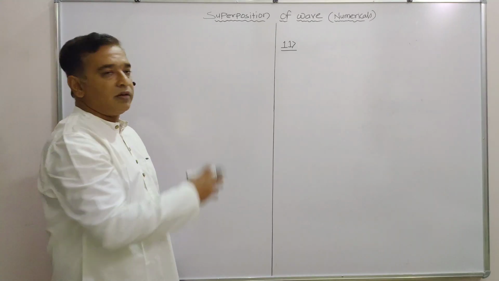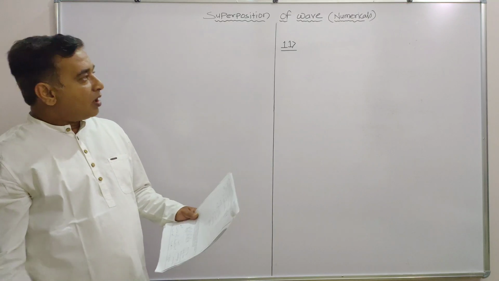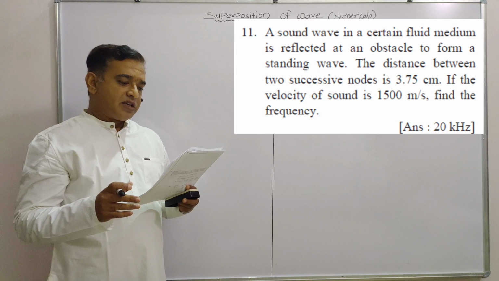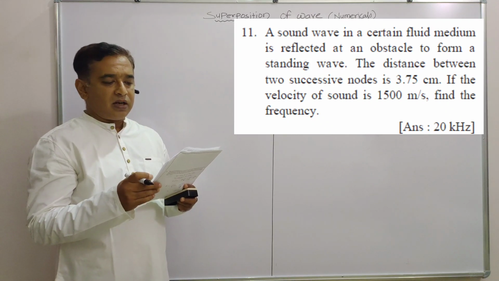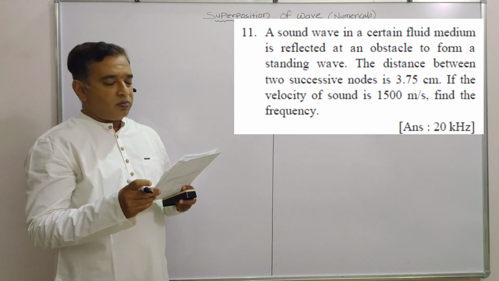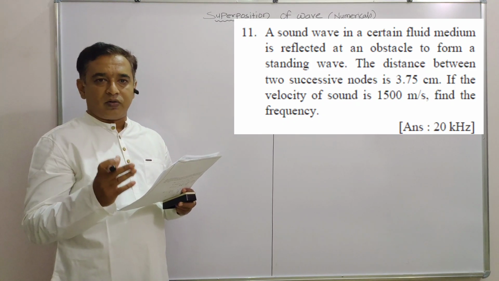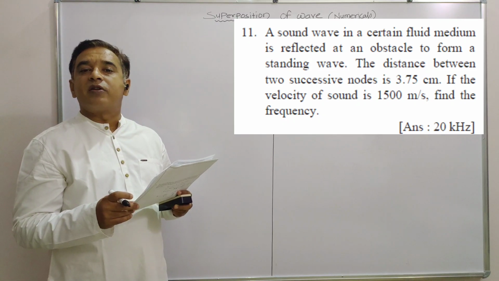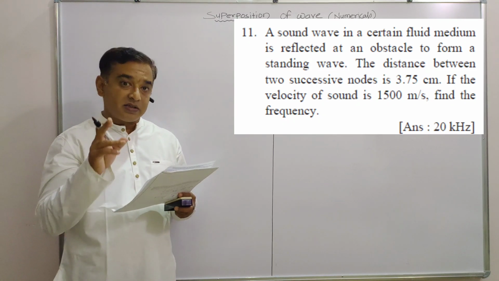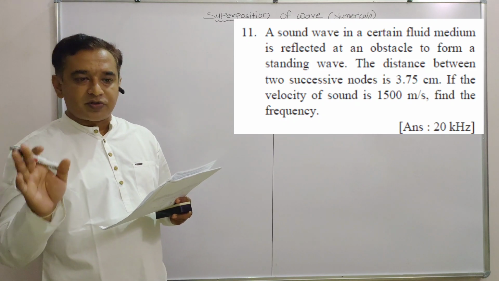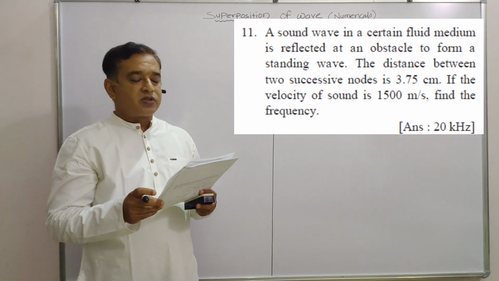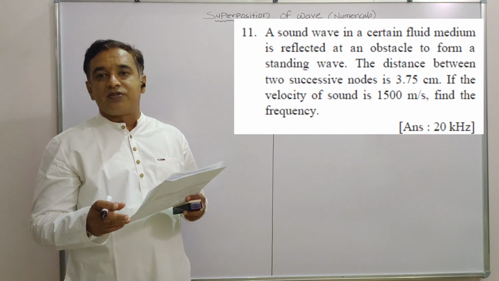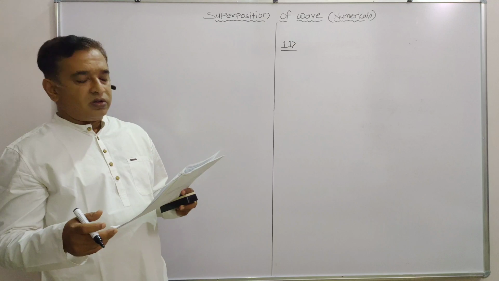Now we have problem number 11. See the problem, I am going to read that. A sound wave in a certain fluid medium is reflected at an obstacle to form a standing wave. Obviously the standing wave is formed in the form of nodes and antinodes. The distance between two successive nodes is 3.75 centimeter. If the velocity of sound is 1500 meter per second, find the frequency.